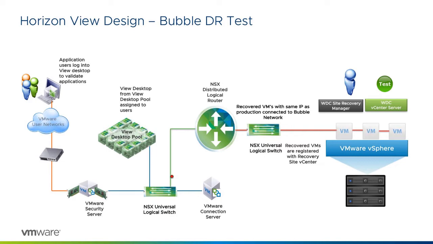Our end users use the Horizon Workspace ONE suite to access all the production application VMs. In a similar way, they log into the Workspace ONE suite, access all the production applications, and perform the application validation.